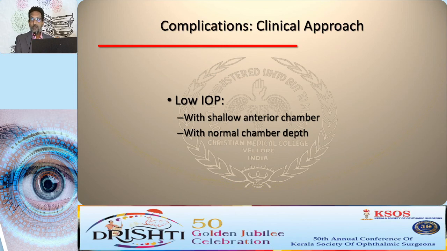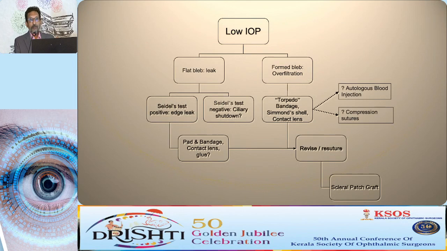So let's take the clinical approach now. If you have a low IOP with a shallow anterior chamber or with a normal chamber depth, these are the two options that we have. So here we have a situation of low IOP, and one has to look at the bleb configuration. If you have a flat bleb and a low IOP, you have to assume that there's a leak, and you do a Siedel's test. If the Siedel's test is positive, there's an edge leak or maybe a leak elsewhere.